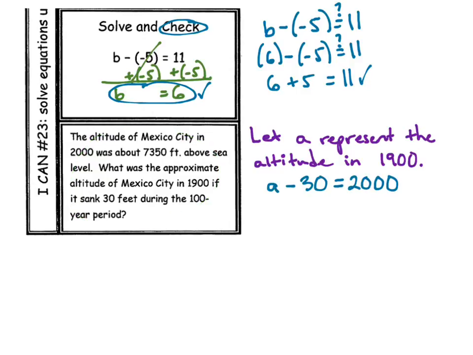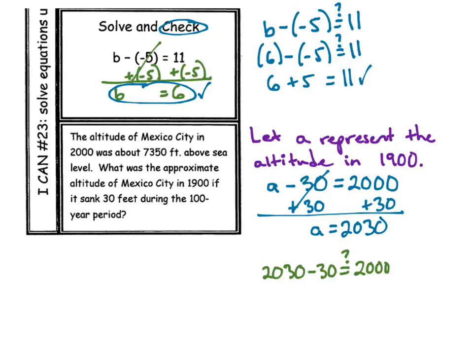Okay, so the expression I wrote is A minus 30 equals 2000. The altitude in 1900, and it sank 30 feet, so minus 30 equals 2000. Did I misspeak earlier? I might have. Anyway, so inverse operation, the opposite of subtracting 30 is to add 30. So I'm left with A on the left, because negative 30 and positive 30 cancel out. A equals 2030. Now, did you check your answer? You should have. And sure enough, A does equal 2030.